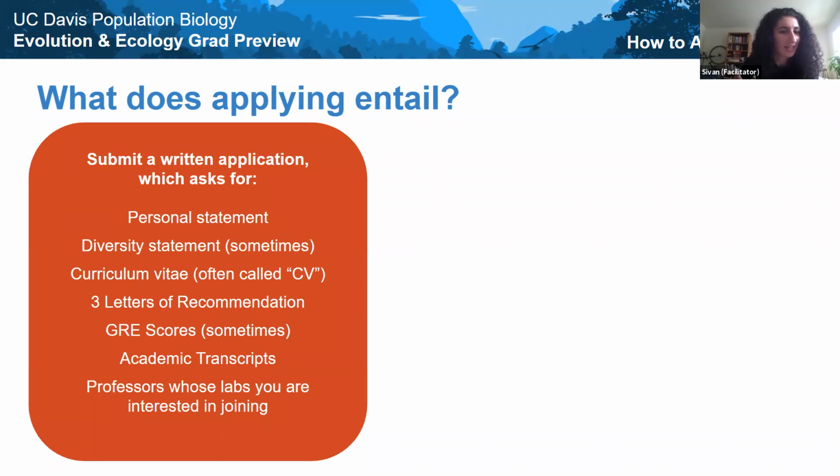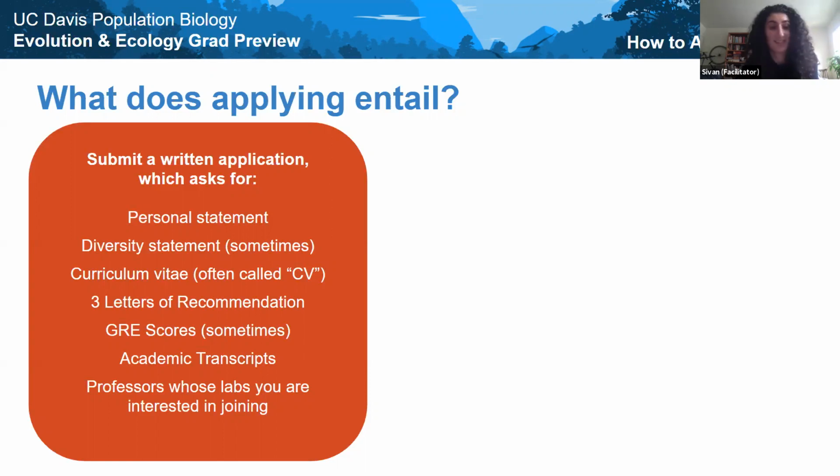What does applying entail? Most of you are probably familiar with the written application, and here I'm just going to list what those contents are, but later on we're going to go in depth in each one. So you'll be asked for a personal statement. Sometimes you'll be asked for a diversity statement, and again we're going to talk about what those are later. You're always asked to attach a curriculum vitae, often called CV, which is a little bit different from a resume. You're asked for 3 letters of recommendation.